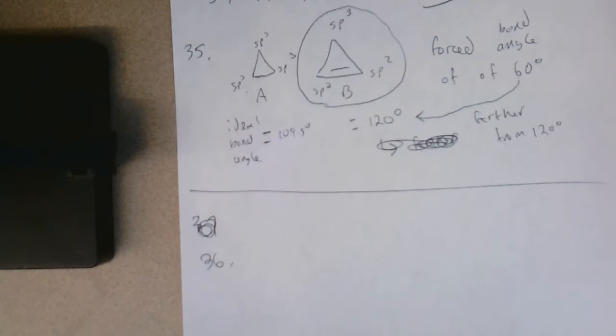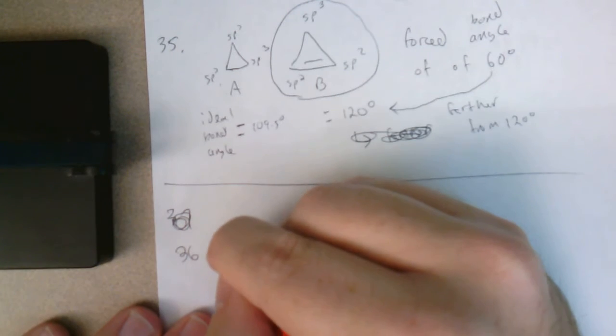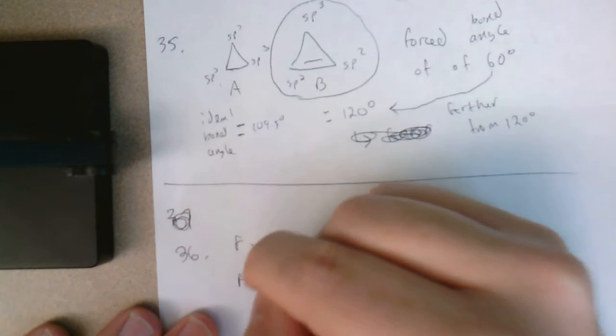36. What does number 36 ask me? Add dash wedge notation to each line structure to properly depict the molecule shown above it. Okay. So the first structure that we're given is this guy.